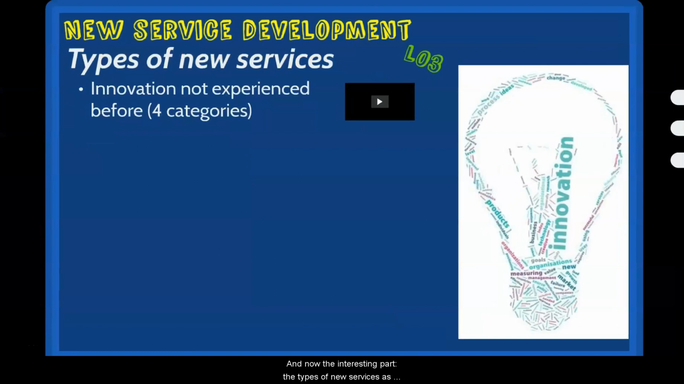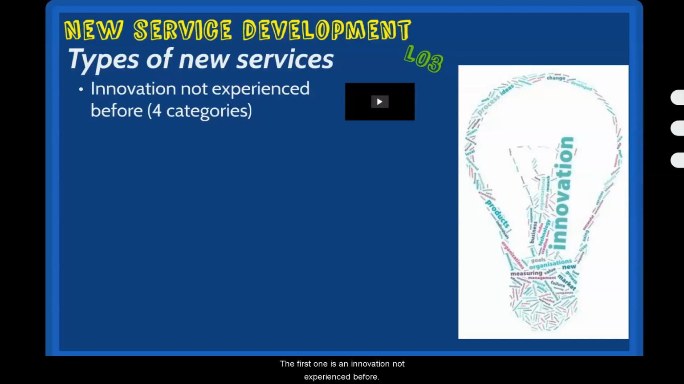And now the interesting part, the types of new services as part of Learning Outcome 3. You will see from page 123 until 125 the several different examples of the new types of services. Please make sure you read through all of these, understand them, be able to identify and describe them, as well as read through different scenarios and identify which type of service was being used by this specific organization.